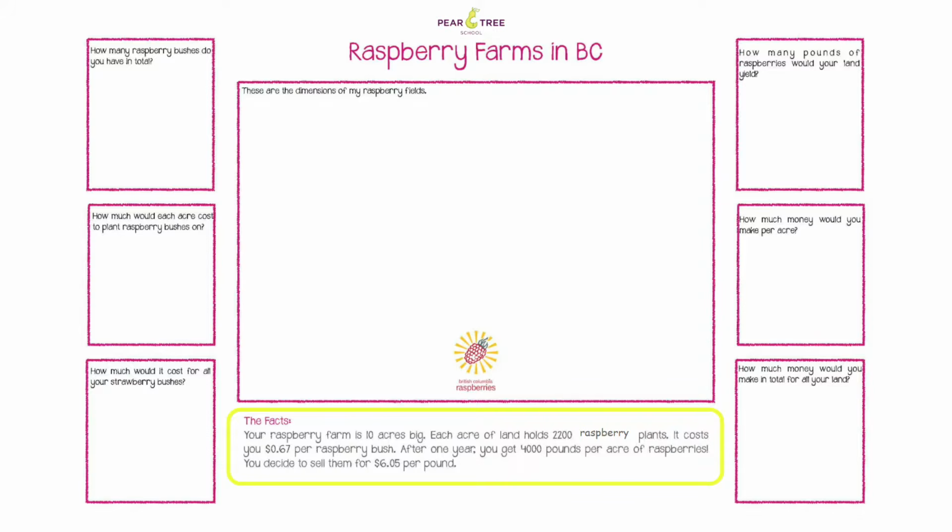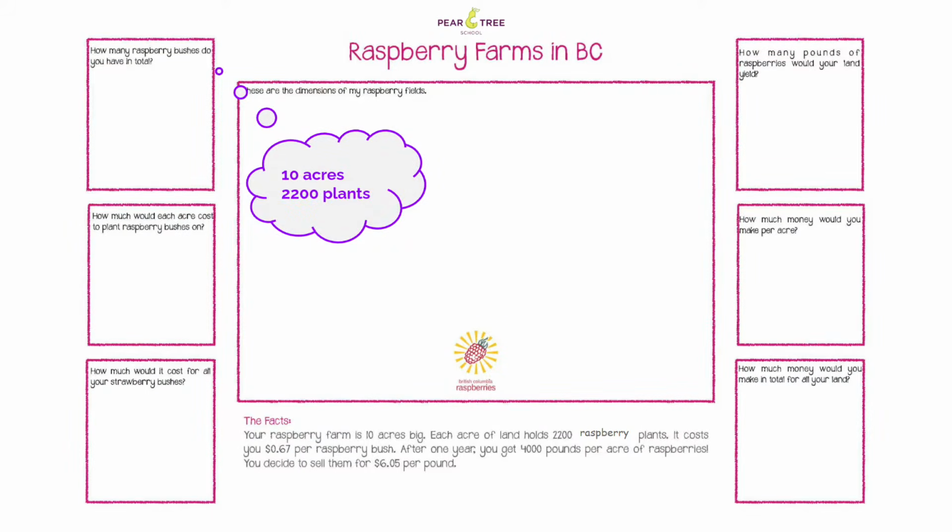So the first question the students have, the top left, is how many raspberry bushes do you have in total? When they get this question, they have to be able to pull the facts out of the information below. They have to know what they're looking for, and therefore what formula they're trying to solve. So there is no cookie cutter formula here that they're given. They have to decide what the formula is and then still solve that formula afterwards.